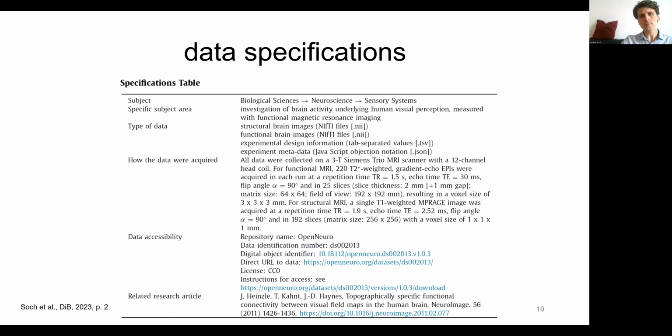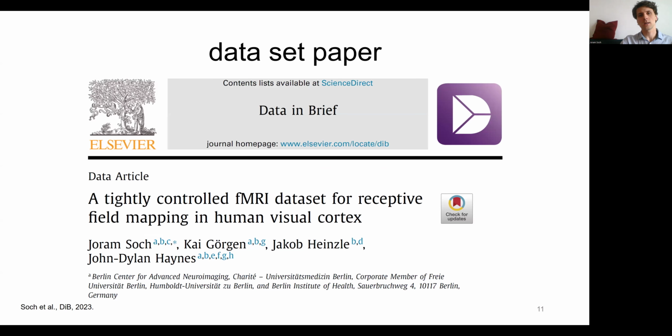All the details on the dataset, including file formats, fMRI acquisition parameters, and where to find it on OpenNeuro, are included in this data specifications table, which is also part of the dataset paper that was published in Data in Brief 2 years ago.